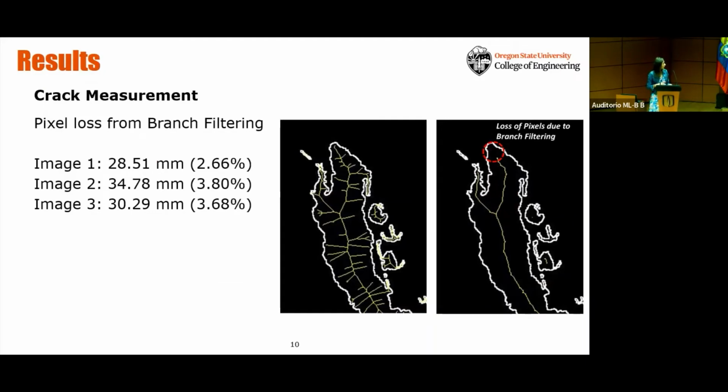The branch filtering is good, but we lost some of the details, the length of the detail. So the pixels we lost at the edges because of the filtering, that's roughly about 3% among 3 images that we lost the detail.